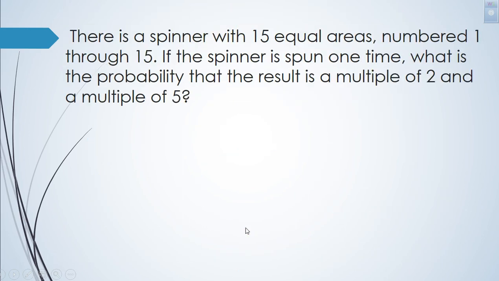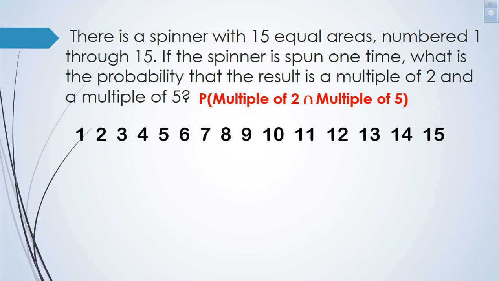The next problem that I was having questions about was the spinner questions. So this one says there's a spinner with 15 equal areas, numbered 1 through 15, and if the spinner is spun one time, what is the probability that the result is a multiple of 2 and a multiple of 5? So once again, I'm going to write my probability statement first, probability of a multiple of 2 and a multiple of 5. This time, I'm going to go ahead and write out 1 through 15.